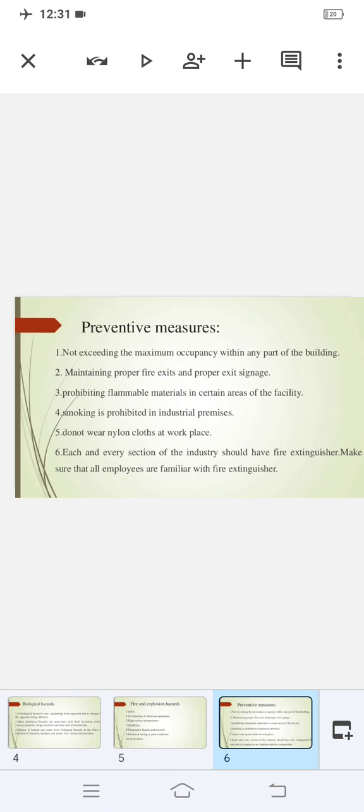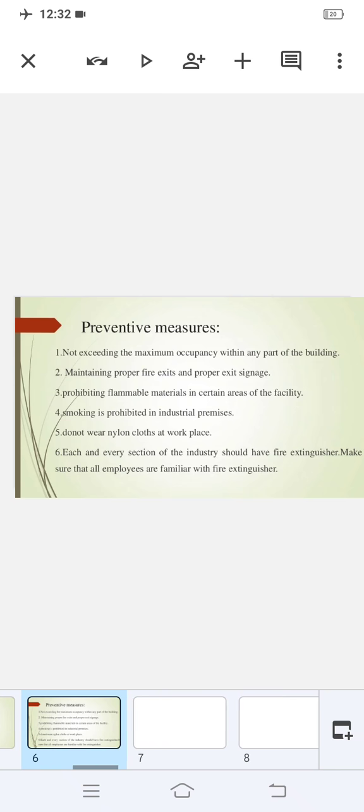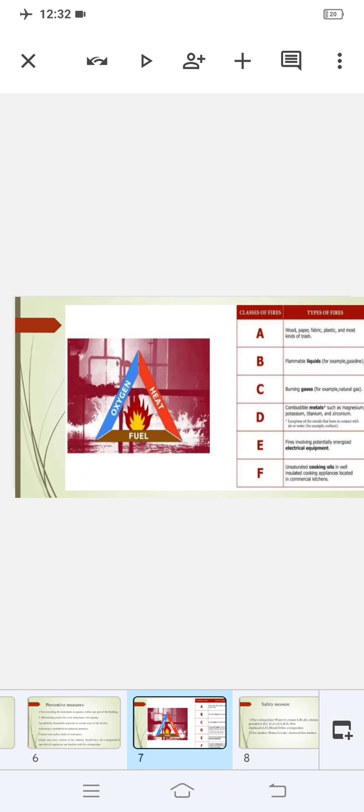So what are the various preventive measures? It should not exceed the maximum occupancy within any part of the building, proper fire exits must be there with proper exit signage also, and flammable material should be prohibited in certain areas of the facility also. Smoking is prohibited in the industrial premises. The employees should not wear nylon clothes at the workplaces. So these all were the small preventive measures, and let us see what the types of fires are.